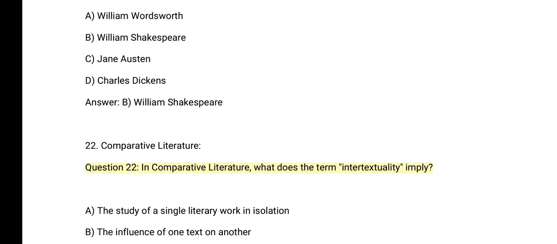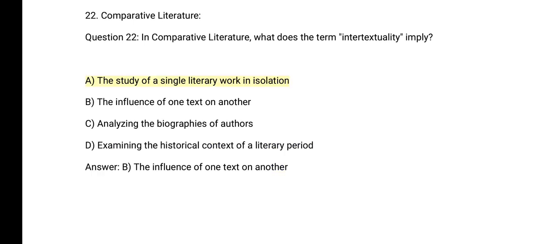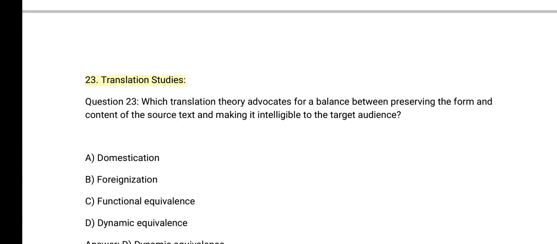22. Comparative literature. Question 22. In comparative literature, what does the term intertextuality imply? A. The study of a single literary work in isolation. B. The influence of one text on another. C. Analyzing the biographies of authors. D. Examining the historical context of a literary period. Answer: B. The influence of one text on another.